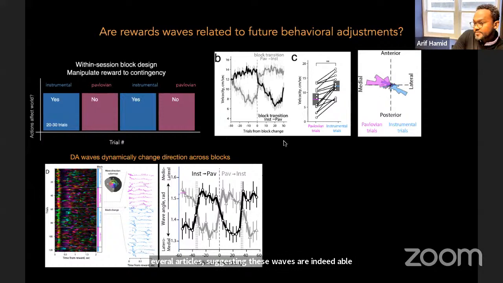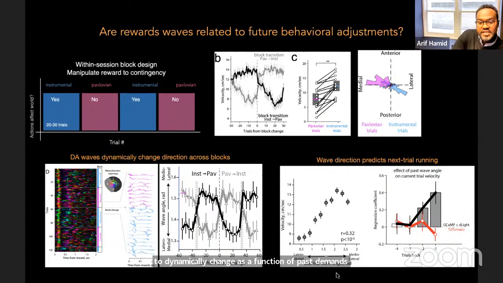Moreover, these wave directions in past trials were also able to predict how much the animal is willing to run on future trials, suggesting that these waves may have some predictive power over the amount the animals have learned to run in future trials. And this is another way to look at the same data, which is that multiple past wave directions have the capacity to predict, or at least regress, the variability in trial-by-trial velocity in future trials.